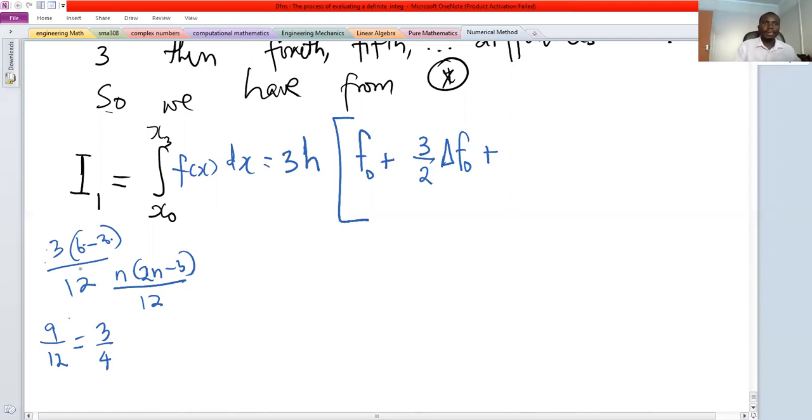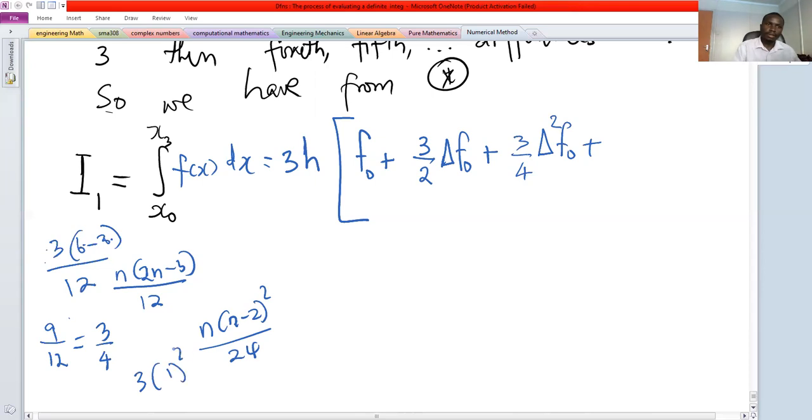So that's what we have, 3/4 second forward. And then n into n minus 2 squared over 24. So n is 3. So 3 into 3 minus 2 is 1, squared is 1, so over 24. So this one is 8. We have 1/8 third forward.